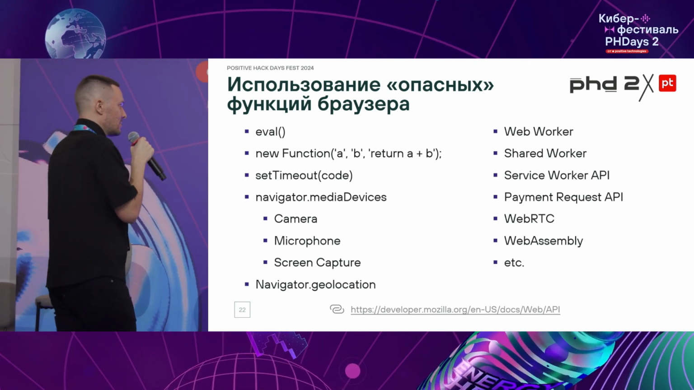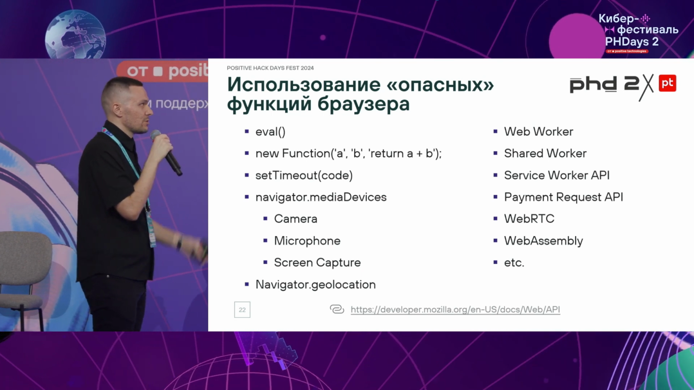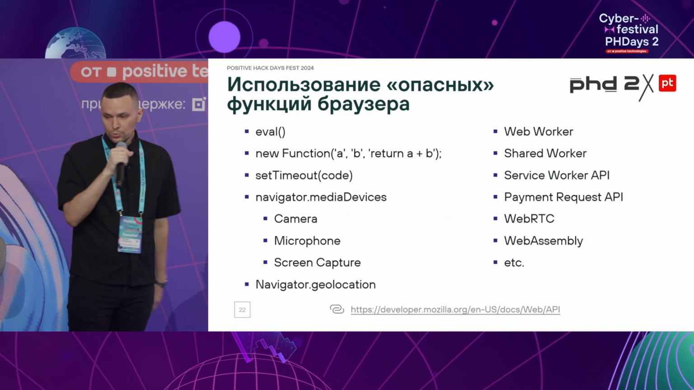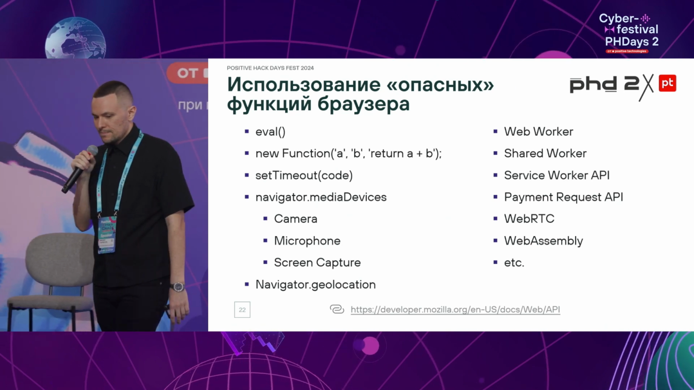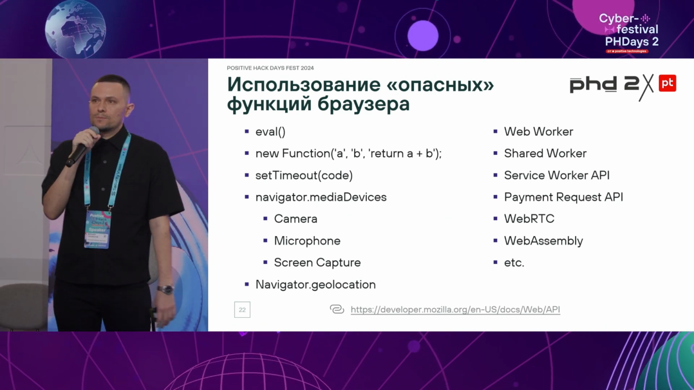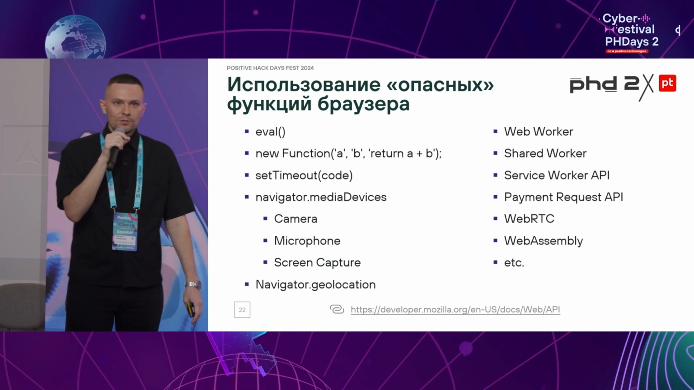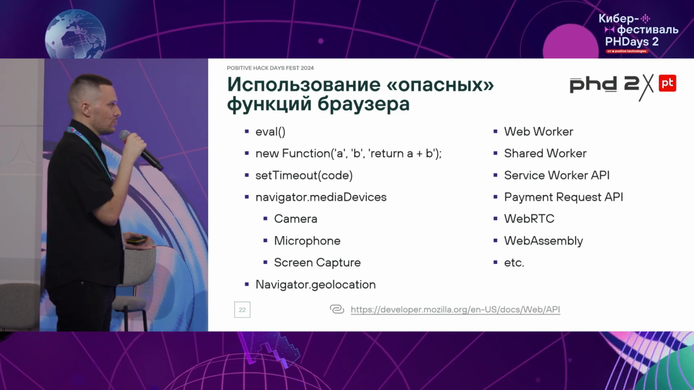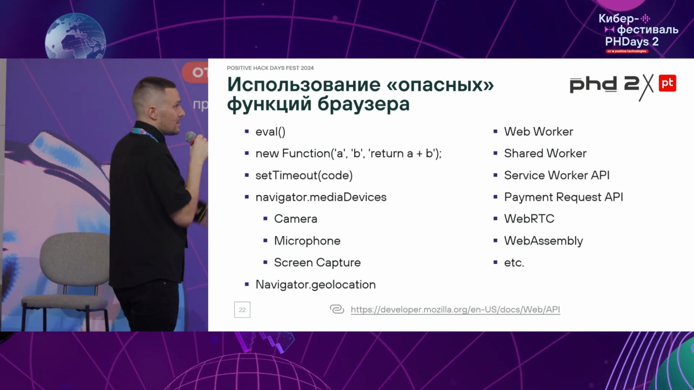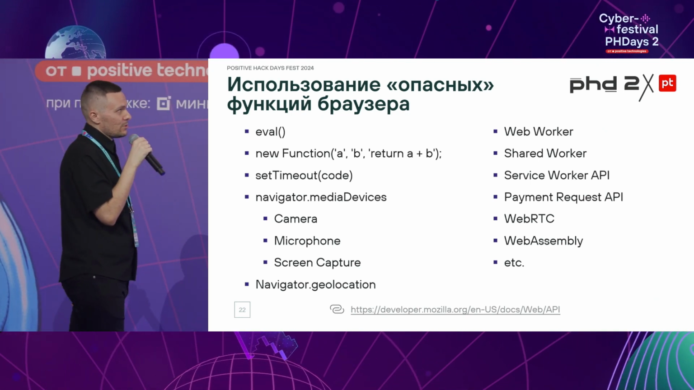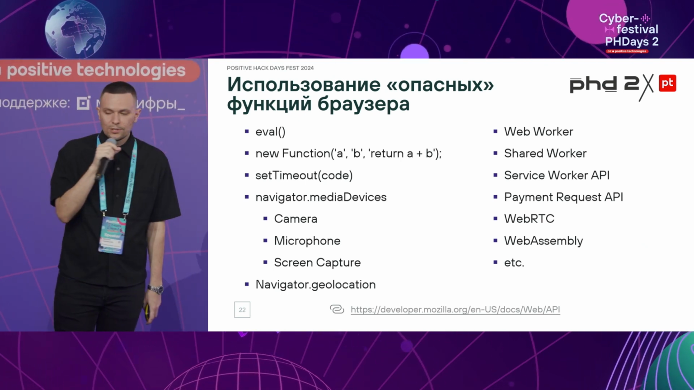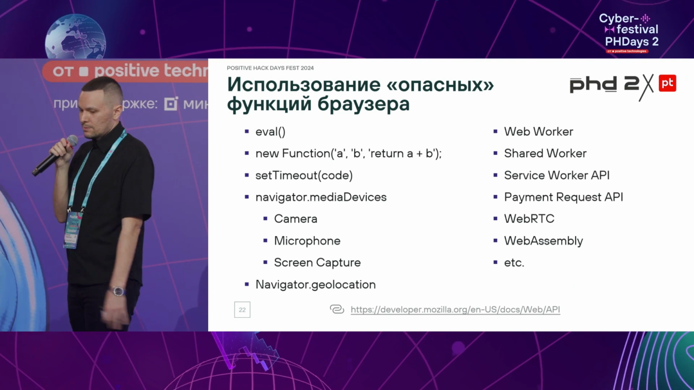The use of dangerous browser functions. So these are the eval function already mentioned, dynamic scripts, a couple of other functions which enable you to do the same. Then the web API provided by modern browsers. This is the camera API, microphone API, screen capture API, geolocation API. And pretty risky technologies in terms of security.